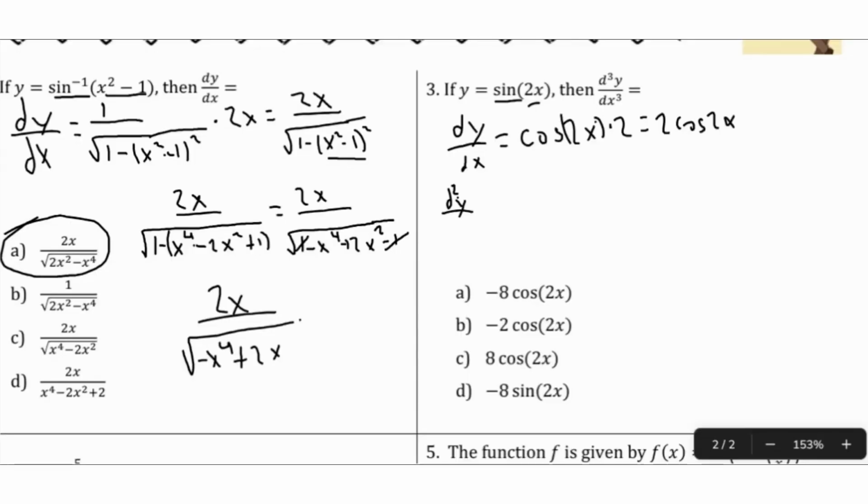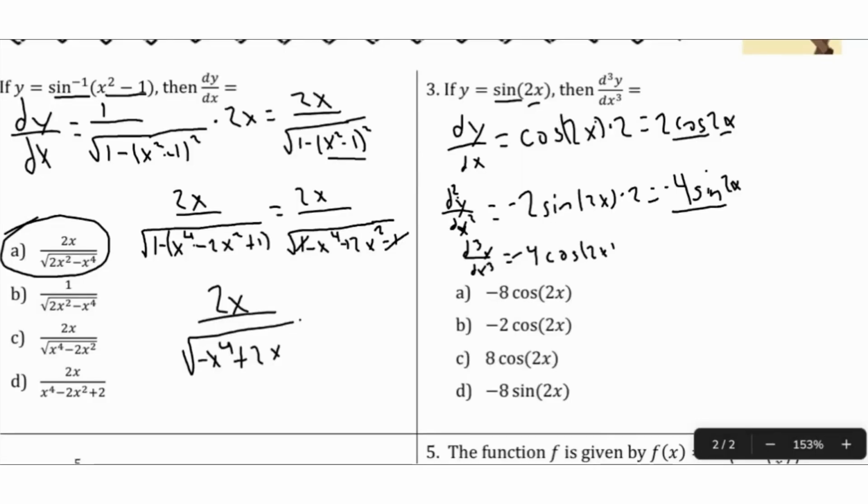Now we do this again. d squared y/dx squared equals the derivative of 2 cosine of the outer function, which is negative 2 sine 2x, and then again multiply that by the derivative of the inside, which is 2, so that becomes negative 4 sine 2x. Then we do that one last time. d cubed y/dx cubed equals the derivative of the outside, negative 4 cosine 2x, multiplied by the derivative of 2x, which is just 2. This becomes negative 8 cosine 2x, which is answer choice A.